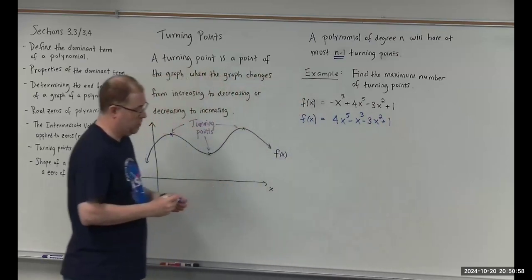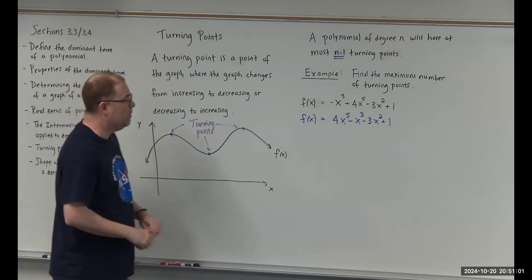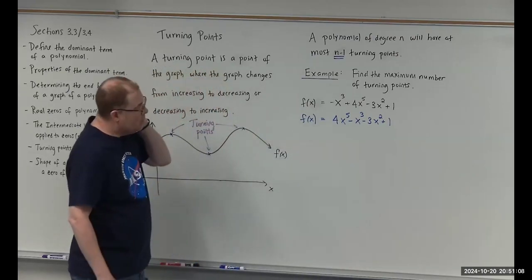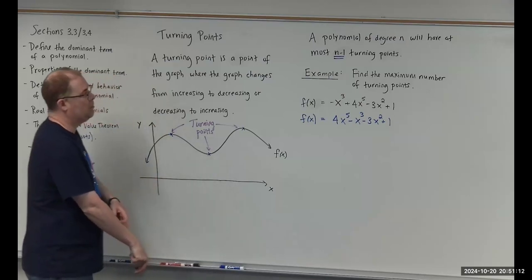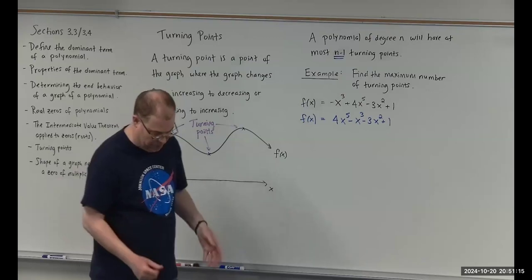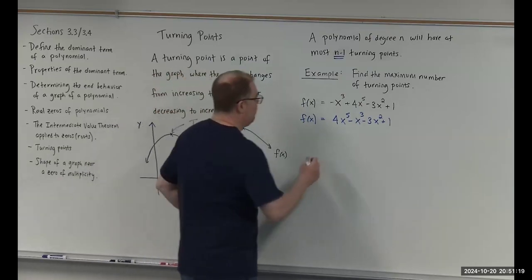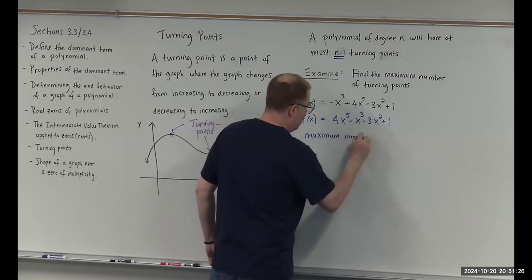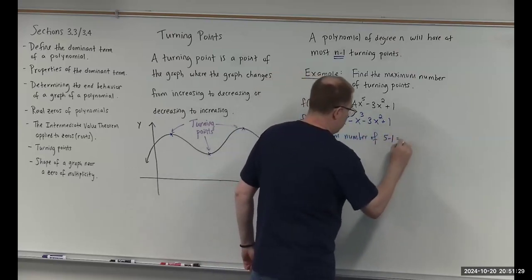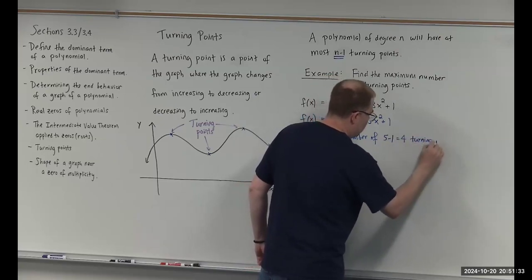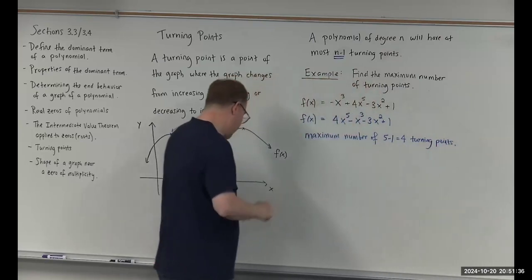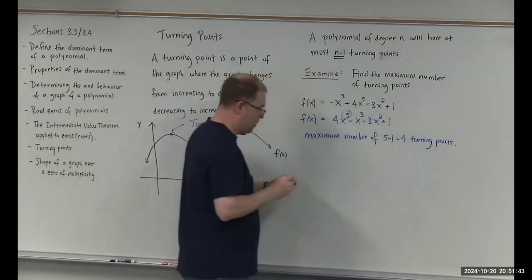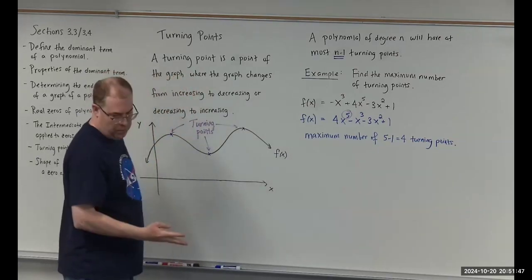Again, you always have to be careful. The polynomial doesn't always have to be written in descending order, okay? All right, so there we can see that we have a degree 5 polynomial. So that means that there's going to be a maximum of 5 minus 1 turning points. In other words, a maximum number of 4 turning points. Okay, because the degree is 5 here. Degree 5, so there's going to be a maximum number of 4 turning points.